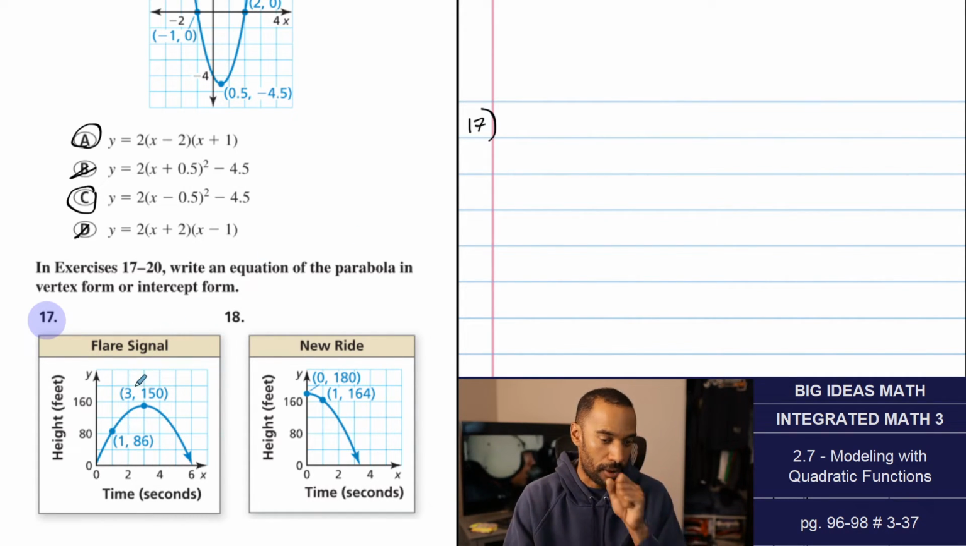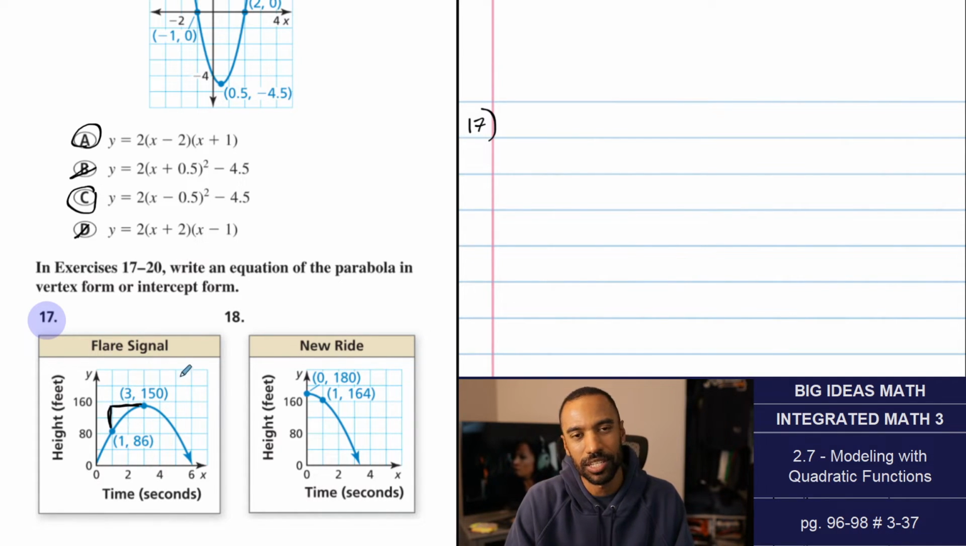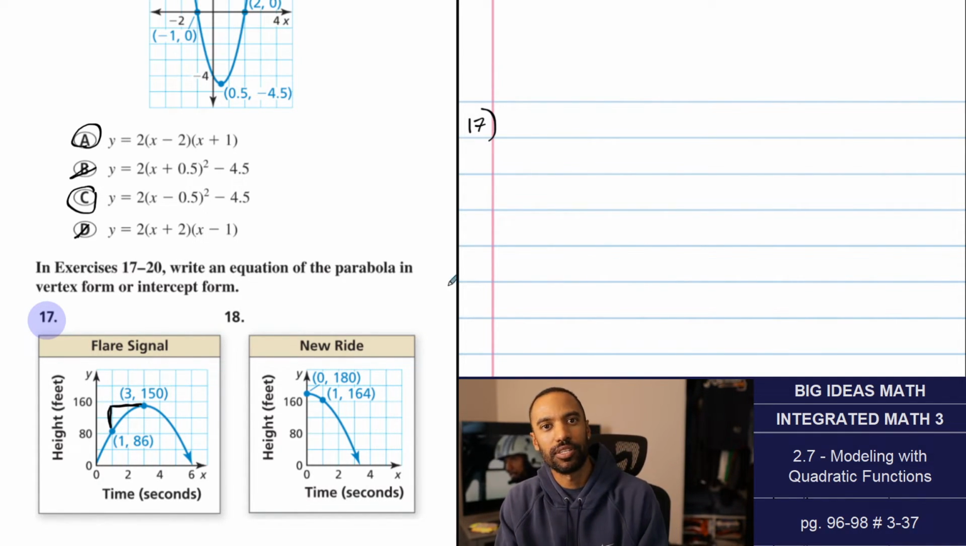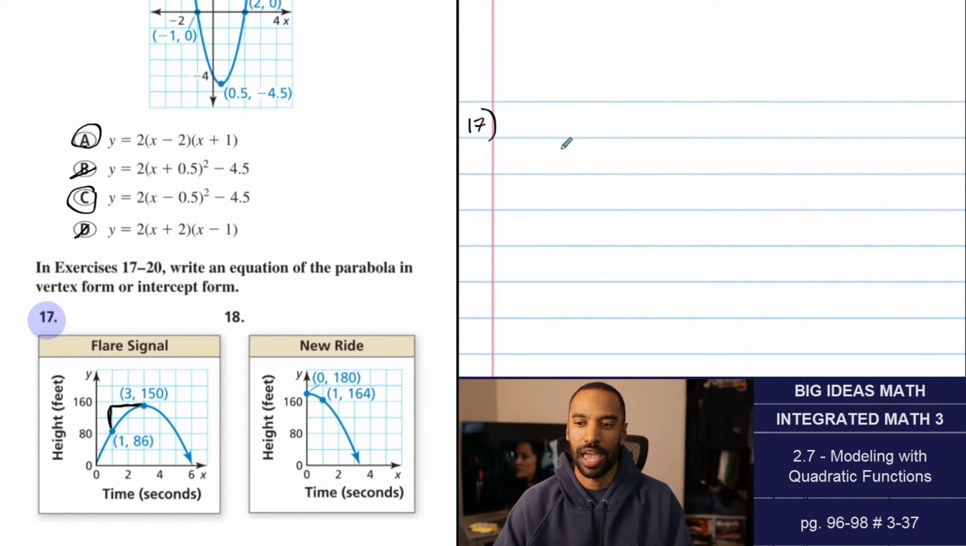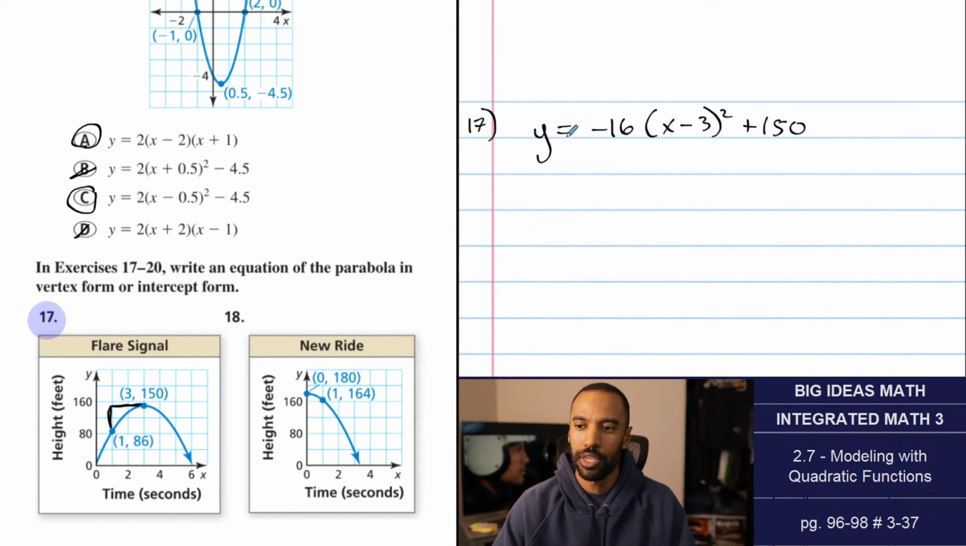Now, if I were to go my route, you know what I'm talking about? We're going over 2 from 3 to 1, right? Instead of over 2 up 4, we're going over 2 and down 64. 4 times what is 64? 16. So my a value is negative 16. This equation is going to be y equals negative 16 times x minus 3 quantity squared plus 150. But you're not here for that.